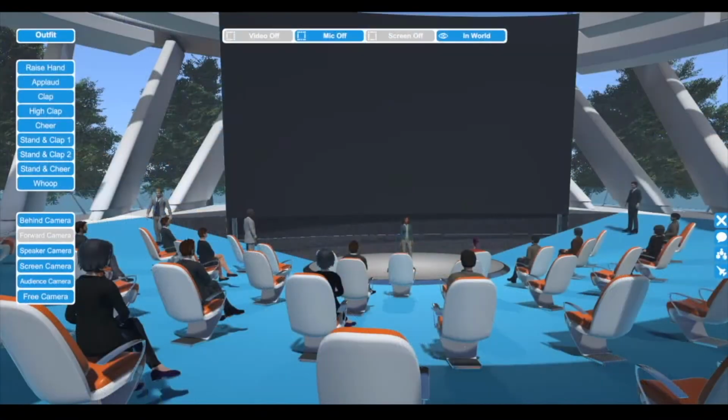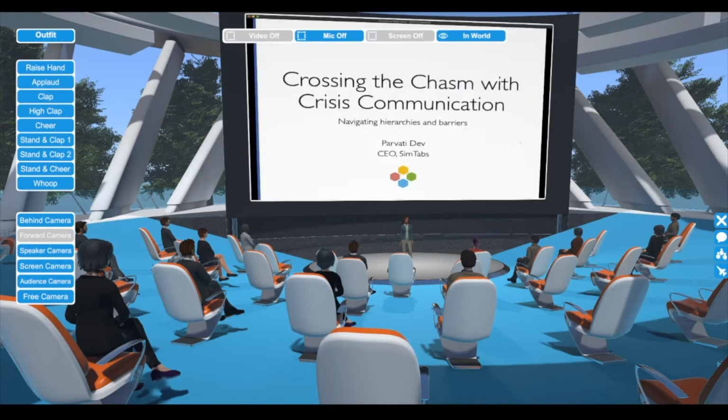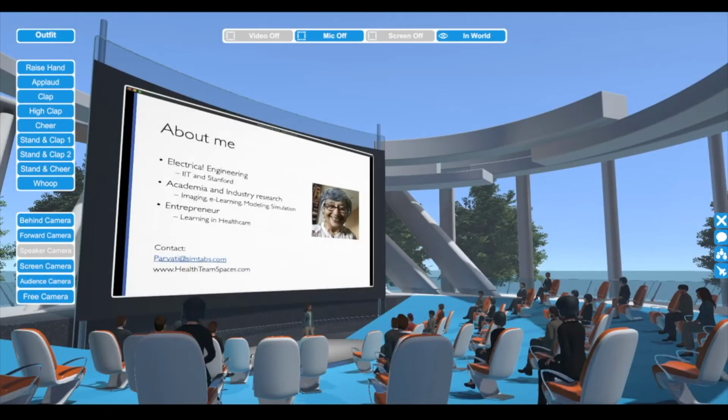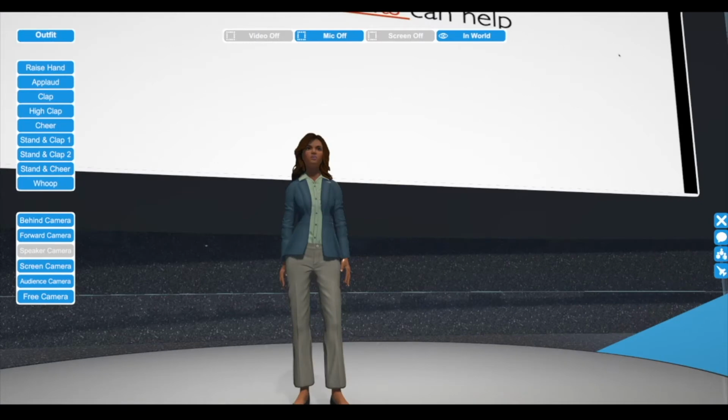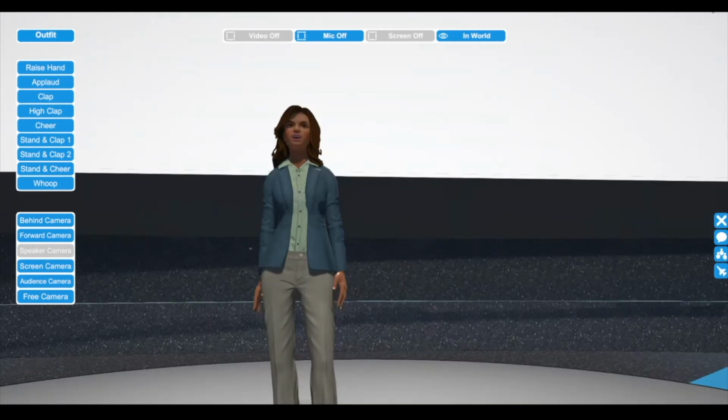I'm going to be talking about the chasms that exist when one is trying to communicate and why they fail, why one falls into a chasm, and what to do about it. So today I'm going to try to bring two ideas together. One is the importance of communication, good communication, and the fact that it saves lives if you do it right. And the other one is how can virtual environments help with improving our communication capability?